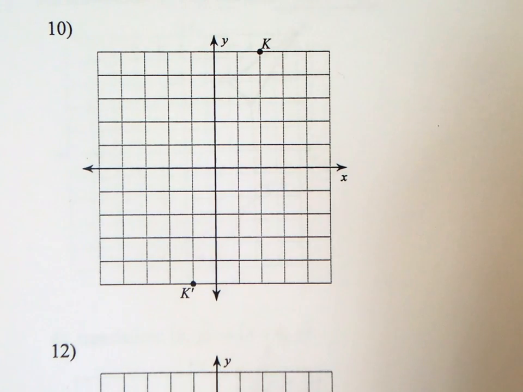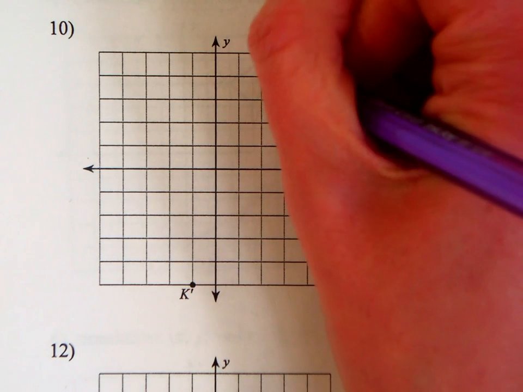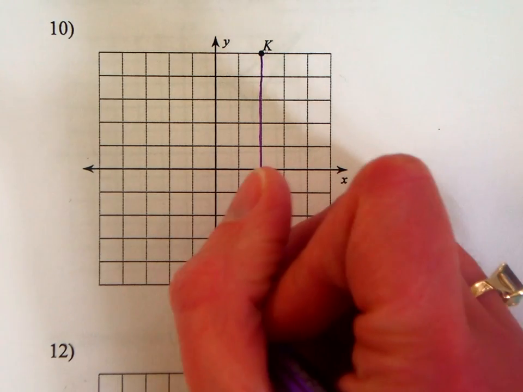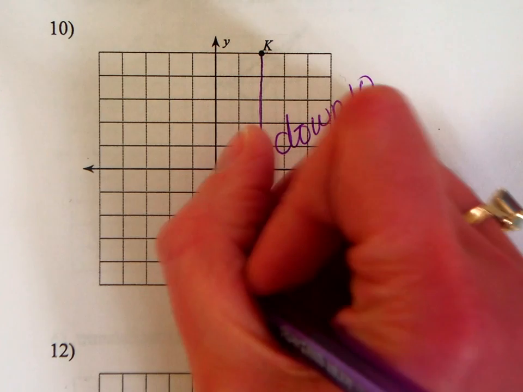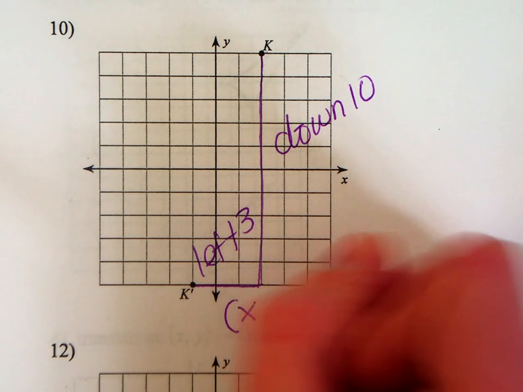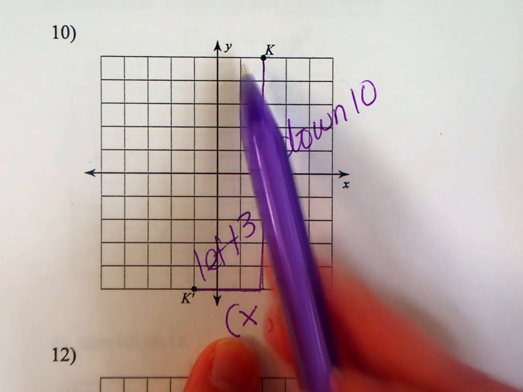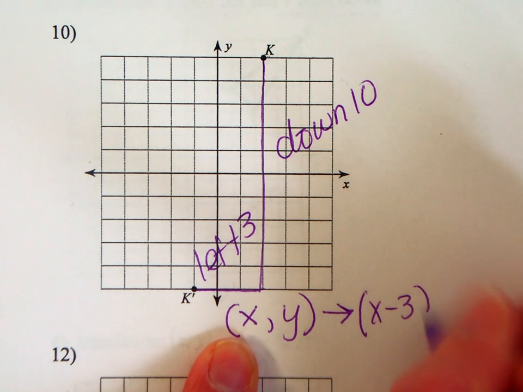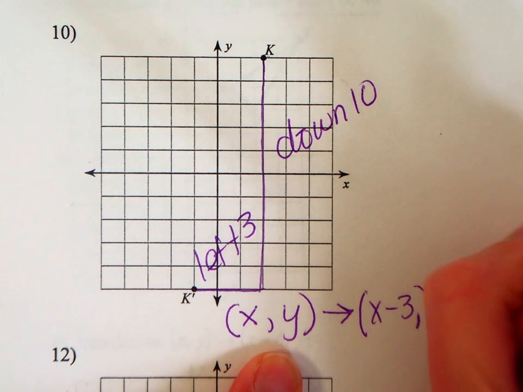Okay, number 10, here was our original, K, and then it moves to K prime. So it looks like we have to go down 10, left 3. So for writing out our rule, for my x values, I have to move left 3, so I'm going to subtract 3. Whoops, I just want a comma here. And then for my y values, I had to go down 10. So for y, we have to subtract 10.